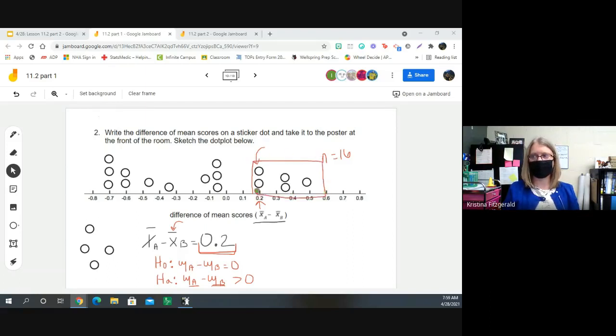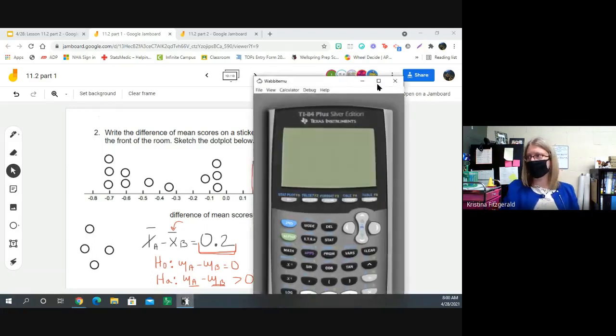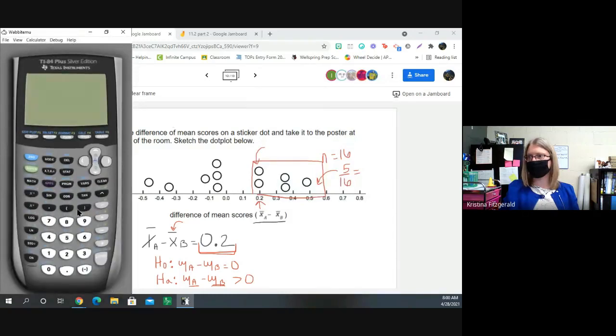How many dots is that, Ben? 0.2 and up. That's 5 dots. Well, how common is that? What's the chance of landing here based on the fact that we have 16 dots total? So what's 5 divided by 16? A little bigger than a quarter. A little bigger than a 0.25, right?